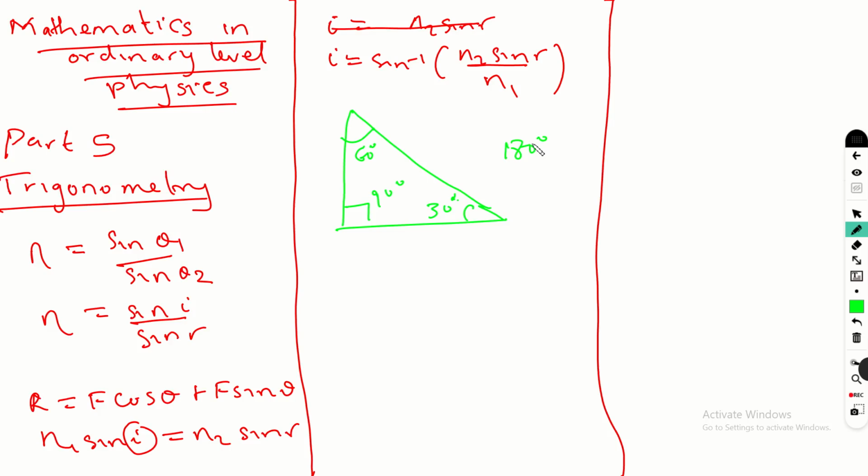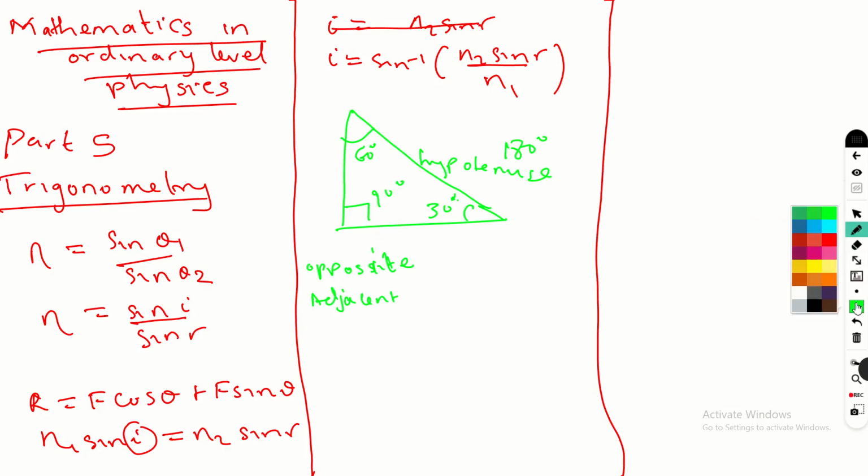Now, in this triangle, this side is called the hypotenuse. We have another two sides, the opposite and the adjacent. The opposite side and the adjacent side depend on the angle you're talking about.